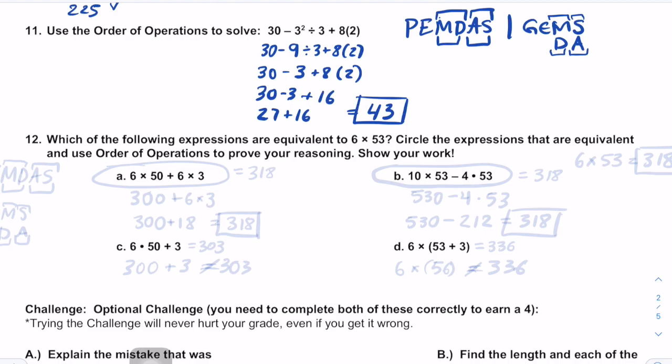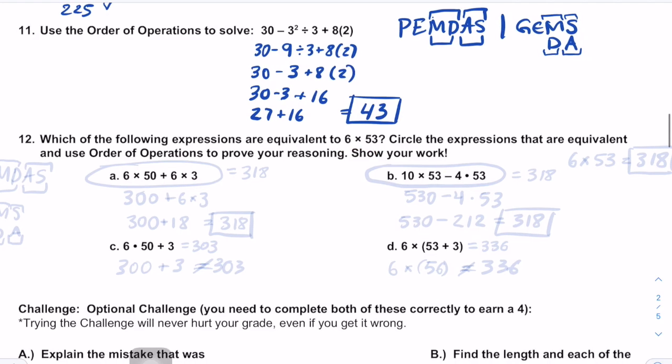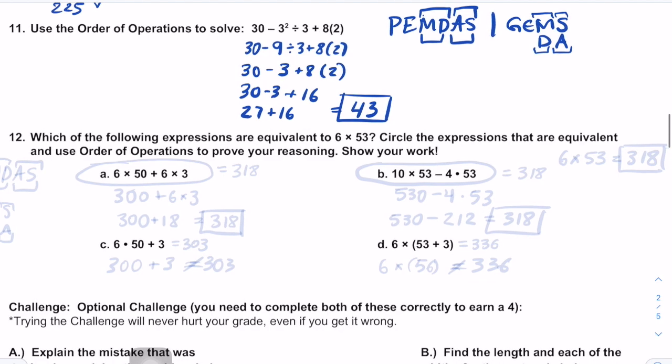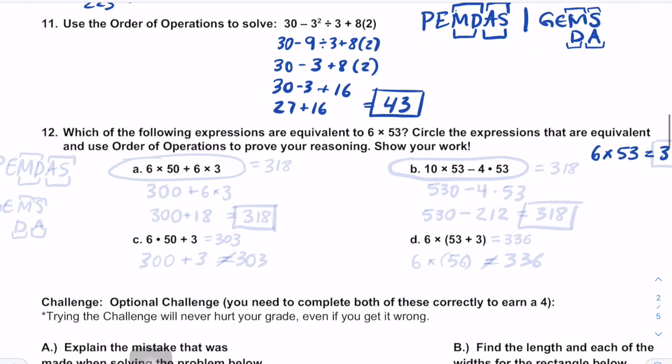Number 12 says, which of the following expressions are equivalent to 6 times 53? We're going to circle the expressions that are equivalent and use order of operations to prove our reasoning. And once again, we have to show our work for this. So the first step is to see what 6 times 53 is. So I'll write 6 times 53, and I know that this is going to be 318. So we will be looking for any problem that gives us a product or final answer of 318.